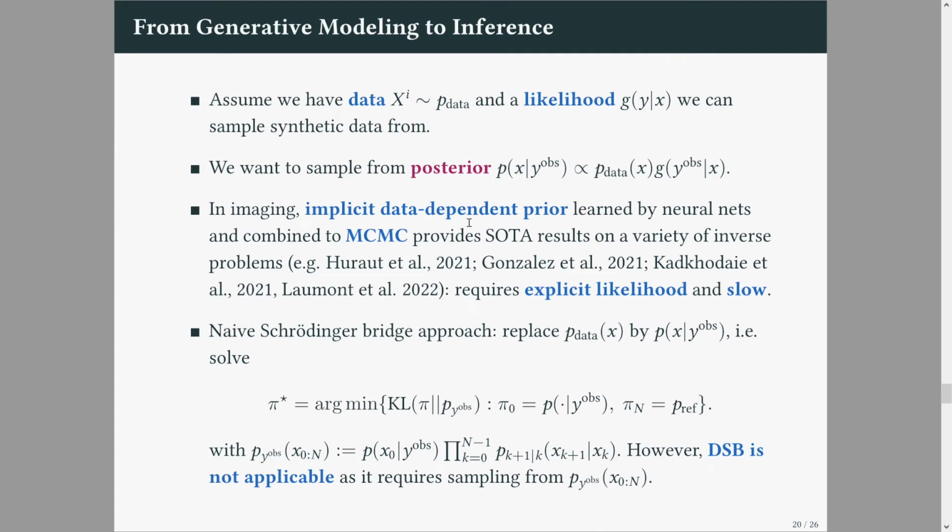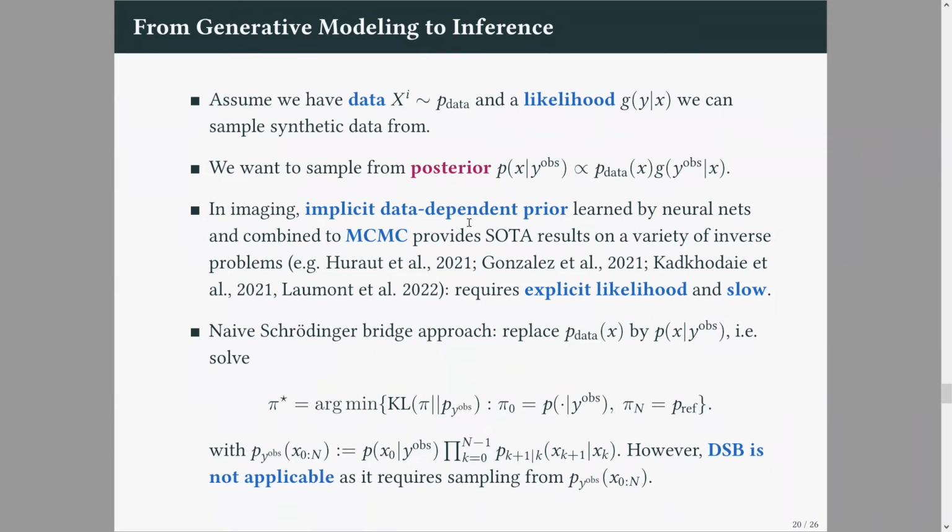Okay, so how could you tackle this problem? Well, you can think of this generative model as defining some kind of implicit data-dependent prior, which is learned by some neural net. And I haven't had time to discuss that, but you can get an approximation of log p data pointwise. So you could use this generative modeling algorithm to approximate p data of x, and then combine that with the likelihood in some kind of MCMC algorithm.